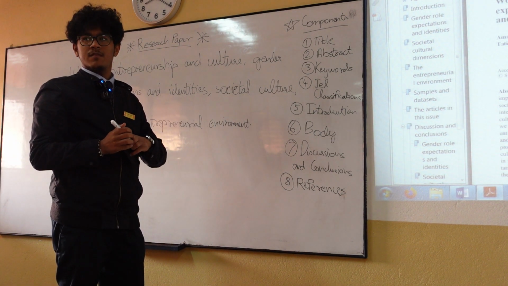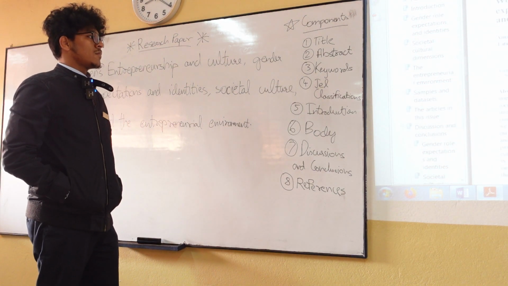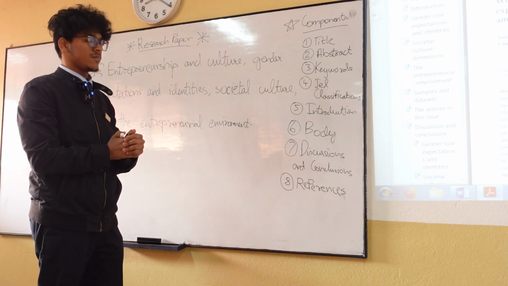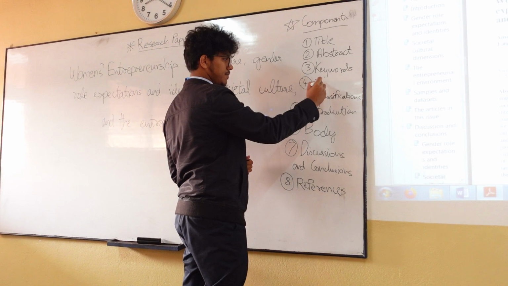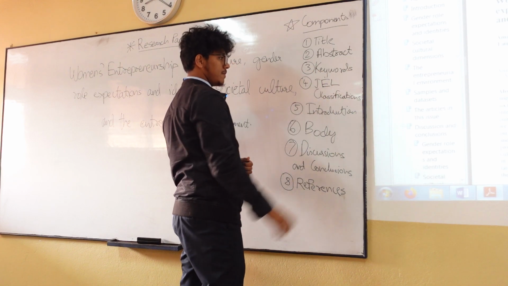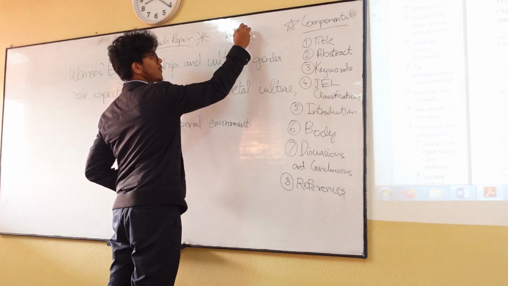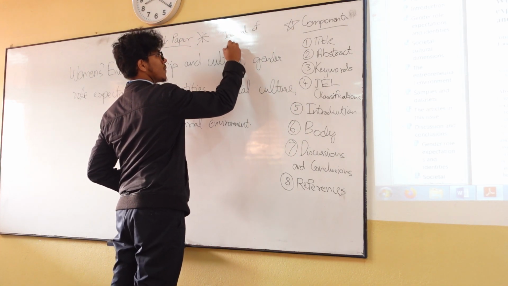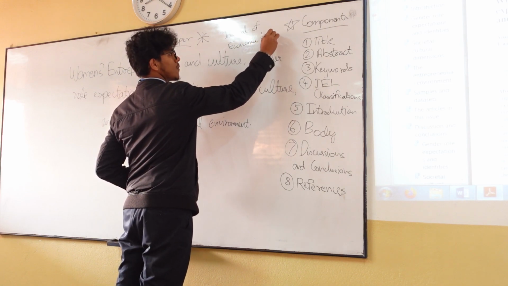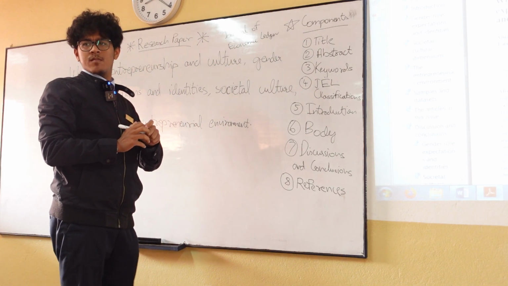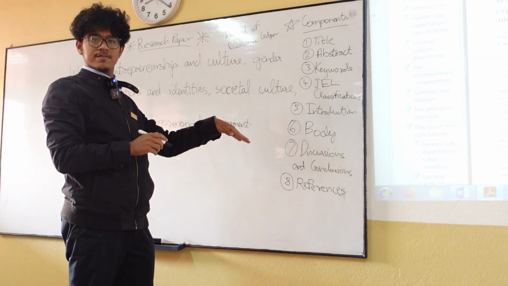Okay, look, there are 8 components: title, abstract, keywords, JEL classification (Journal of Economic Literature, J capital, E capital, L capital), and then the introduction section, body section, discussions and conclusions, and references. Yashasvi, quickly and very briefly tell what each component is about.